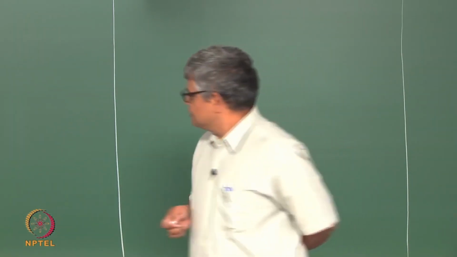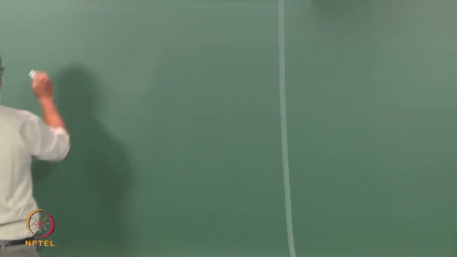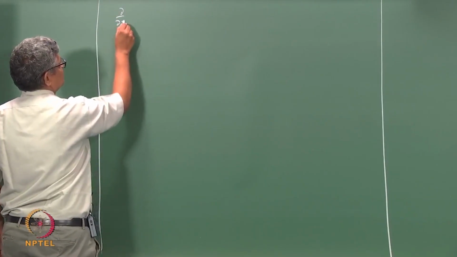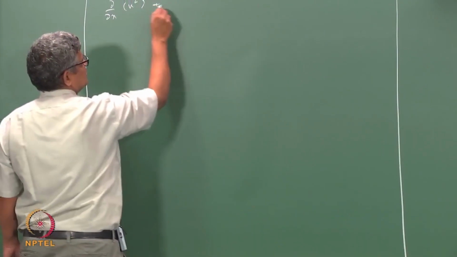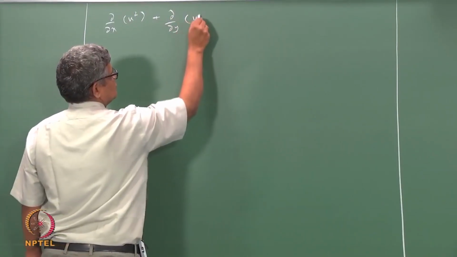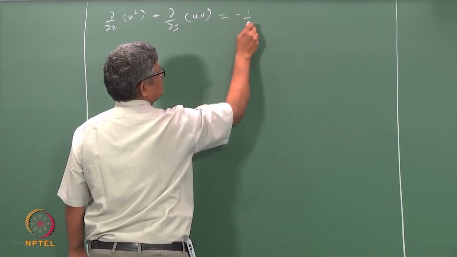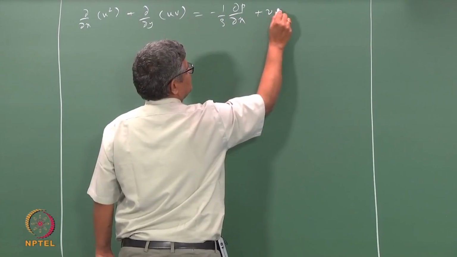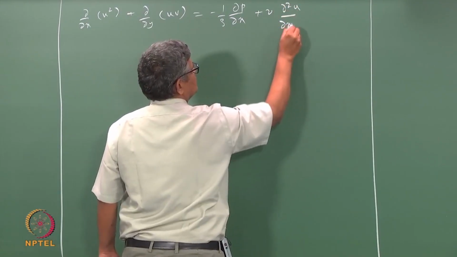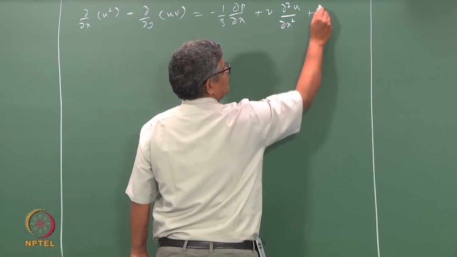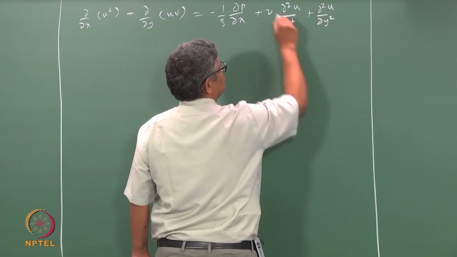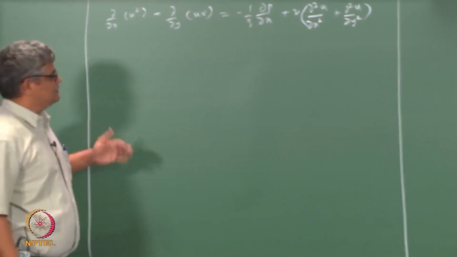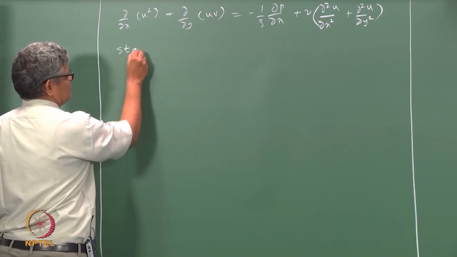So, we will start with the 2D form of the Navier-Stokes equation under steady flow conditions, which we can write as ∂/∂x of u² plus ∂/∂y of uv equal to minus 1 by rho ∂p/∂x plus nu times (∂²u/∂x² plus ∂²u/∂y²). This is the governing equation, and we would like to discretize this on a staggered grid.